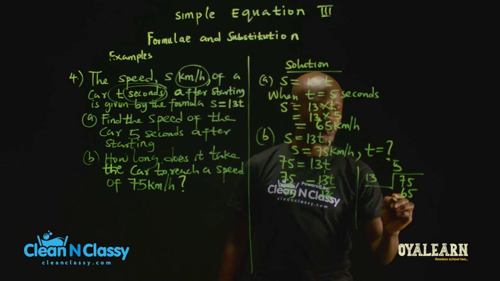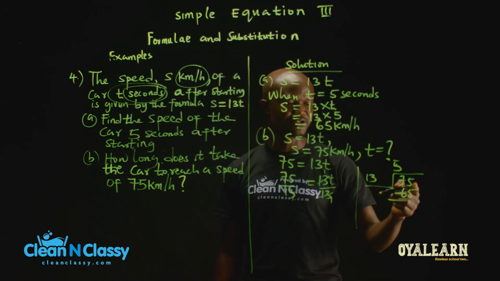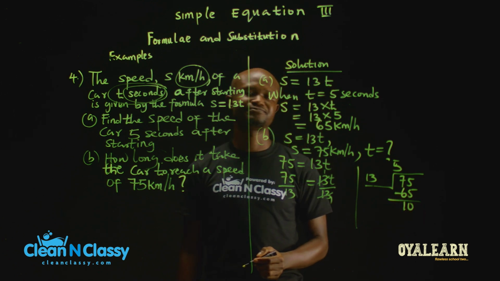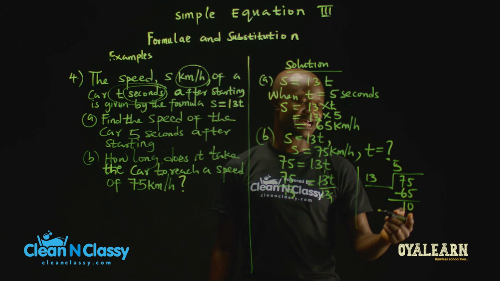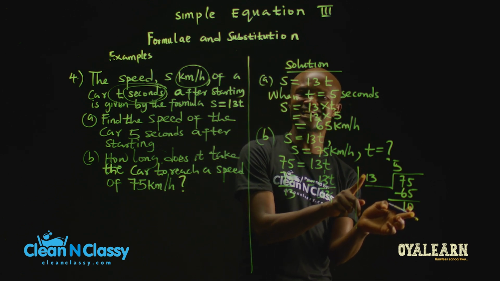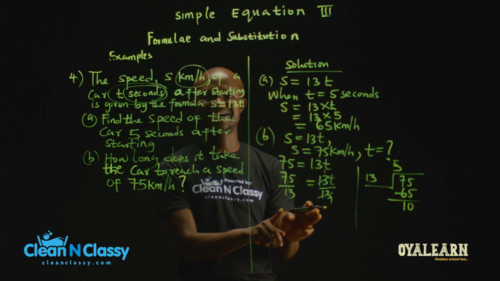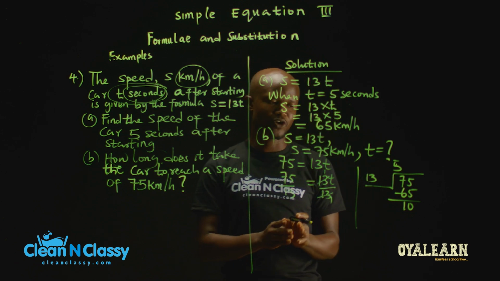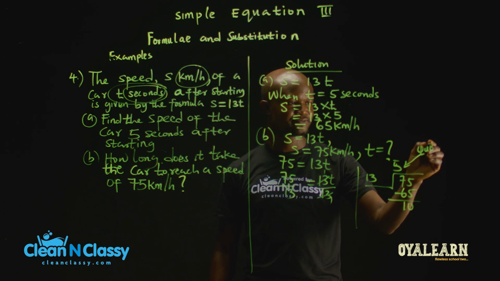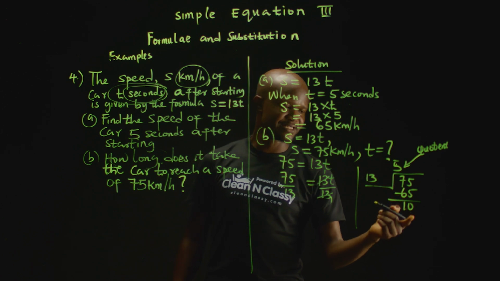So what do we do? We take away again. 75 minus 65, what will you have? 10. This is the remainder. We can see that the remainder we have here is less than the divisor, so you can't divide further, because we want to leave our answer in the form of a mixed number. So this is our quotient, and this is our divisor, and this is the remainder.